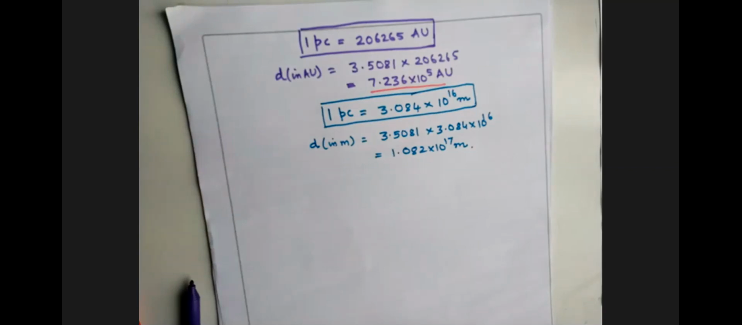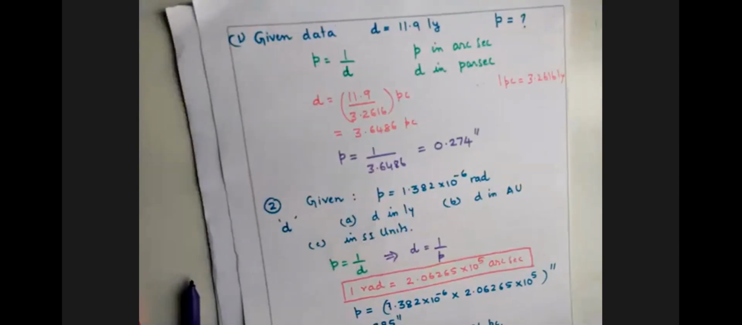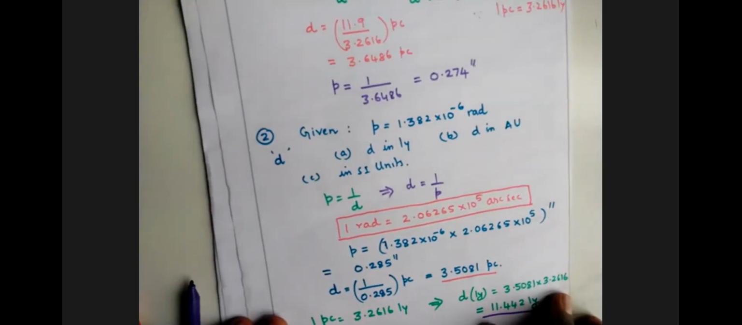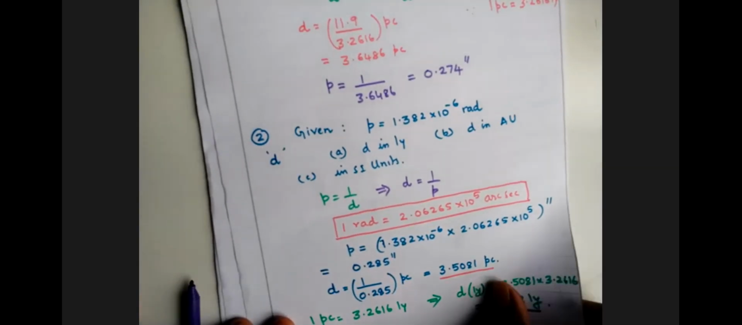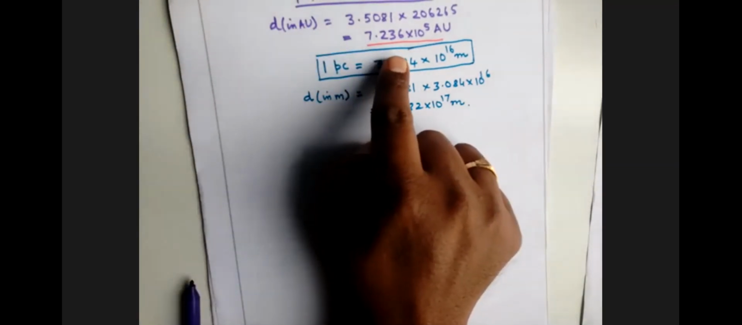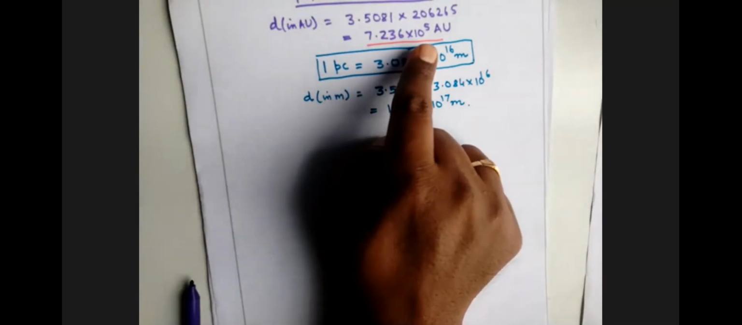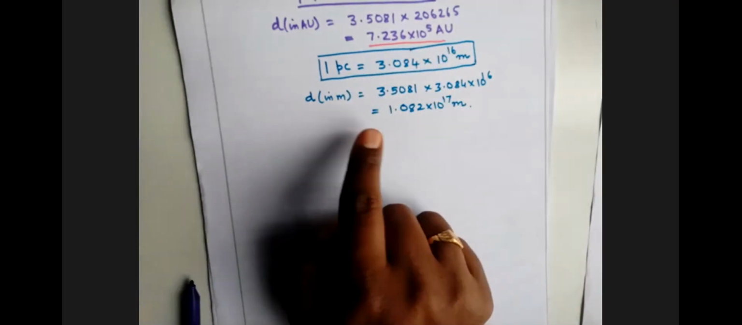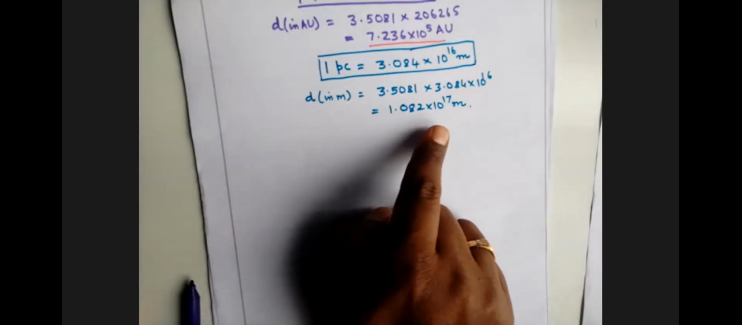So we have got the distance in meters. So the solution is, we call the distance in parsec is 3.5081. The distance in light years is 11.442 light years. Distance in astronomical units is 7.236 into 10 to the power of 5 astronomical units, and the distance in meters is 1.082 into 10 to the power of 17 meters.